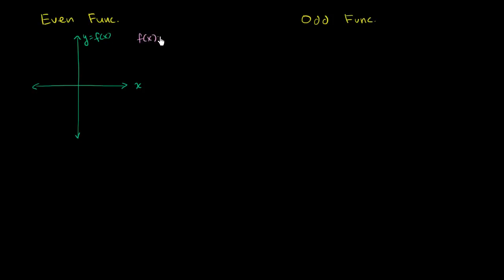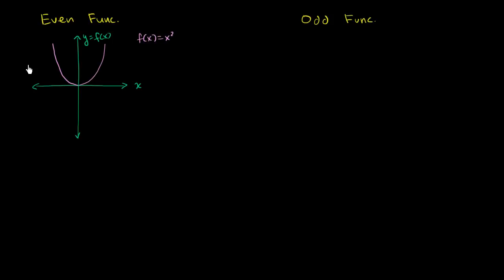F of x is equal to x squared, or y is equal to x squared, either one. So let me draw it. In the first quadrant, it looks like this. And then in the second quadrant, it looks like this. Let me try to draw it so it's symmetric. Pretty good job. The f of x is equal to x squared is an even function.